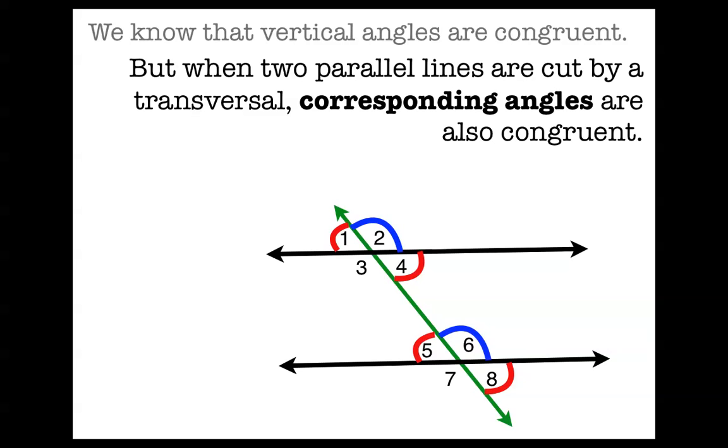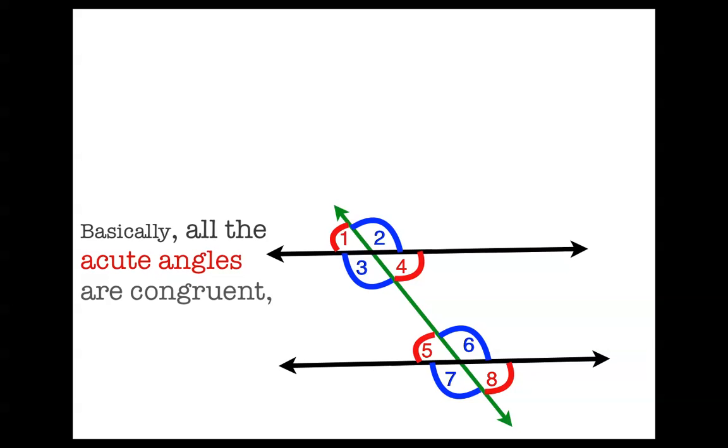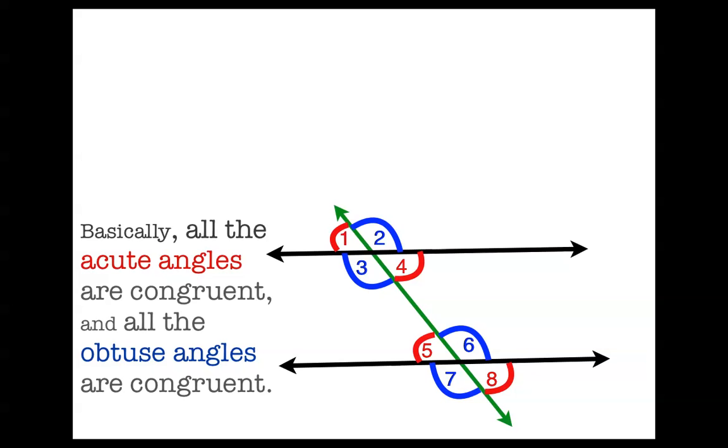But there's more. Angle 2 is corresponding to angle 6, and angle 2 is equal to angle 3, and angle 6 is equal to angle 7. So all the blue angles there are congruent, and all the red angles are congruent. Or a better way you could say this, if you want a good, easy way to remember which of those 8 angles are equal, would be to say that all of the acute angles are congruent. That kind of makes sense, right? And all of the obtuse angles are congruent to each other.